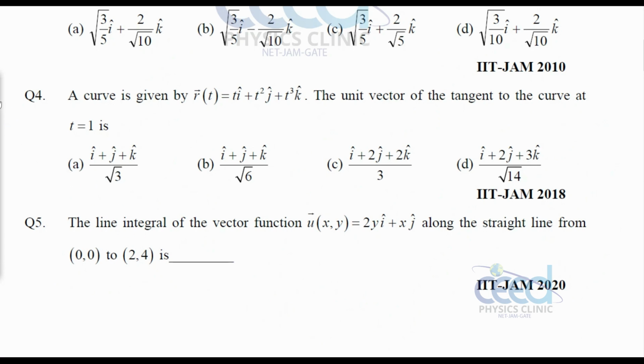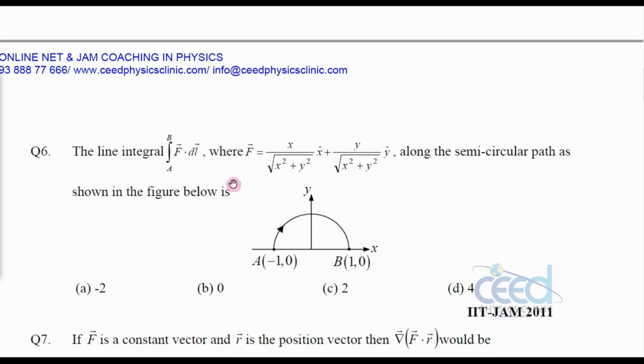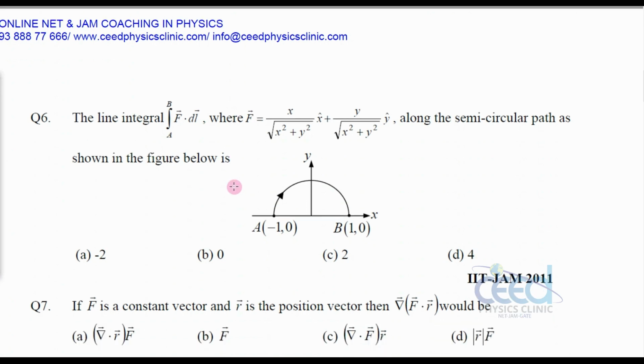Now let us go to another question. The question is the line integral from a to b of F dot dl, where F is given as x by root x square plus y square x cap plus y by root x square plus y square y cap, along the semicircular path as shown in the figure below. So we have been given a circular path like this.